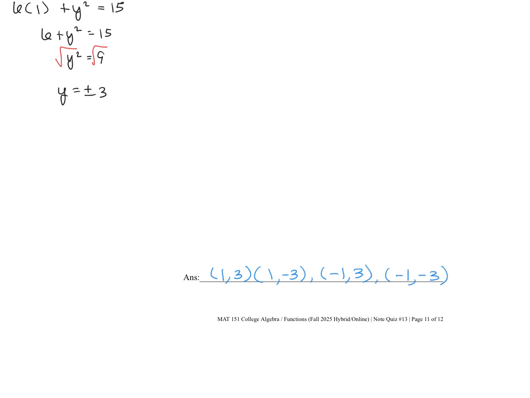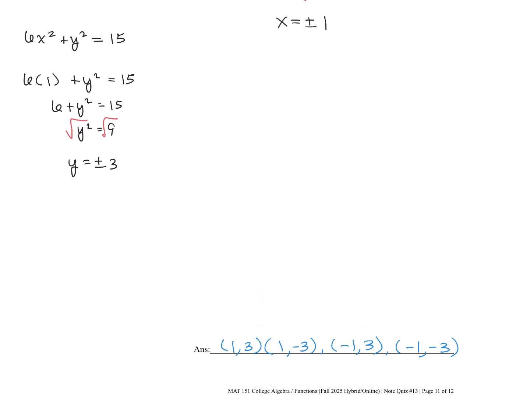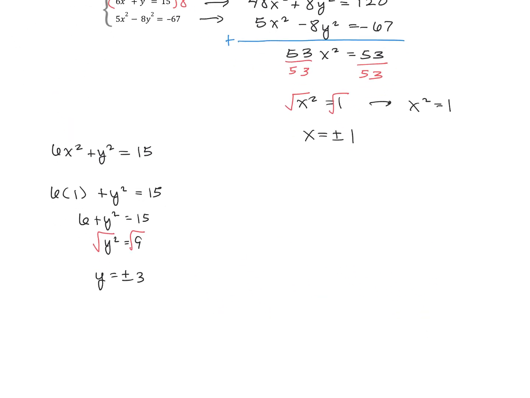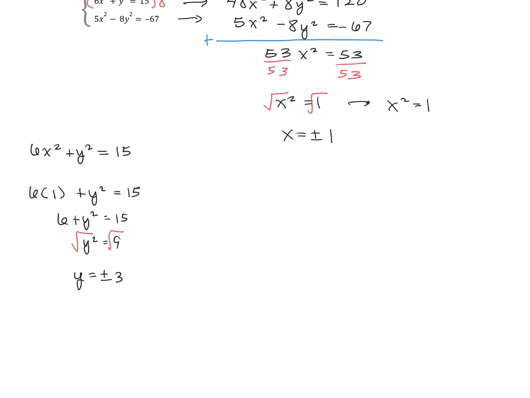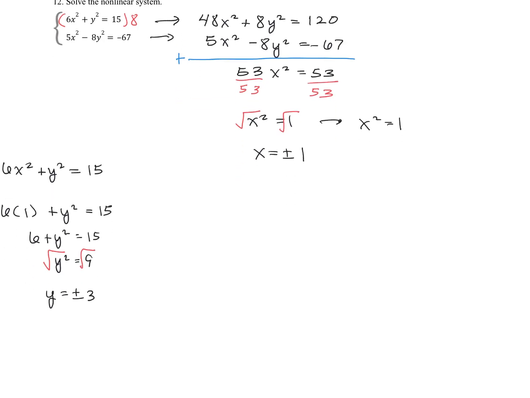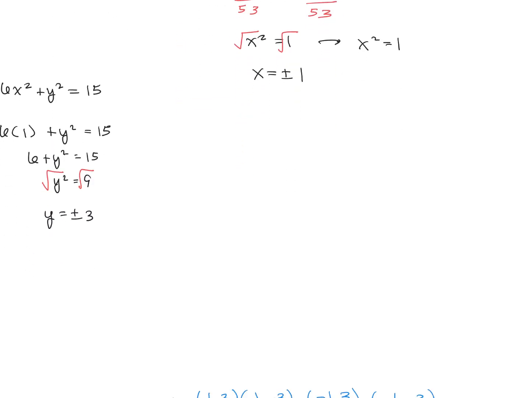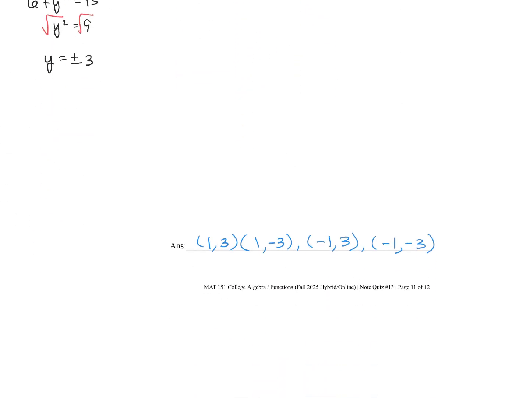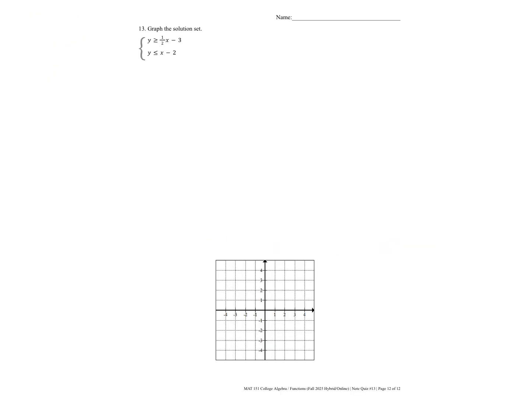If you go back and check out these 4 ordered pairs, they will make both of those equations true at the same time. So this nonlinear system has 4 solutions. And if you were to go to a graphing calculator or Desmos, you'd see these curves cross at 4 places. So quite a few solutions there. All right, now let's move on to our very last problem. And our last problem is looking at a quick example of solving a system of inequalities.